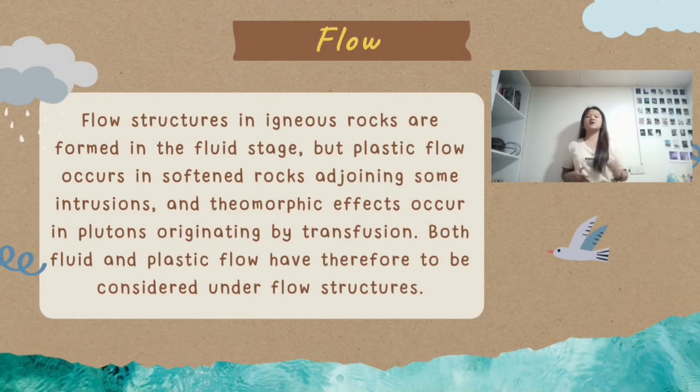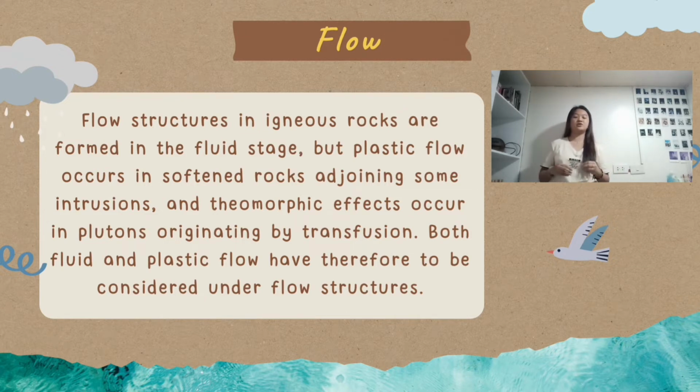Flow. Flow structures in igneous rock are formed in the fluid stage, but plastic flow occurs in the softened rocks adjoining some intrusion, and diapiric effect occurs in the plutons, originating by transfusions. Both fluid and plastic flow have, therefore, to be considered under flow structures.